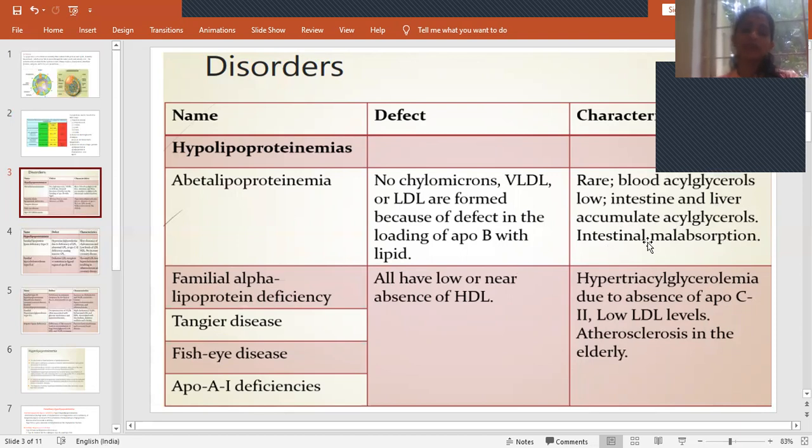So why does this happen? Because there is no proper movement of these lipids inside and outside of the cell. As a result, all of them get accumulated in the intestine and liver, and thereby the levels in the blood will be low.